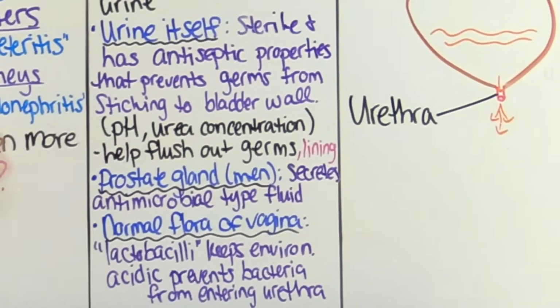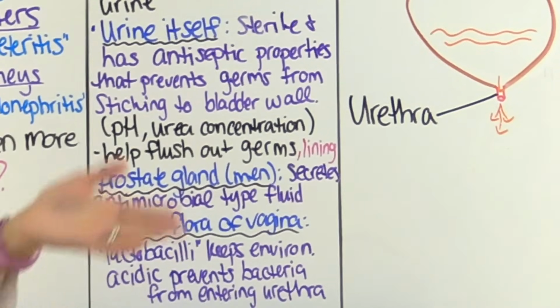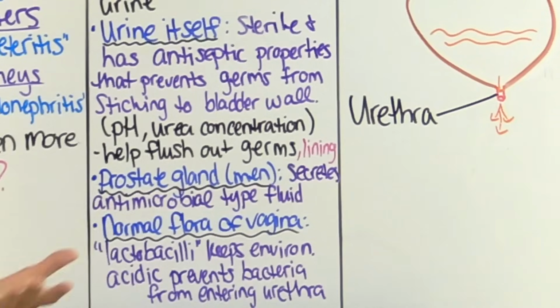Now, another defense system, specifically in males, is the prostate gland. The prostate gland secretes a fluid that has antimicrobial properties, and it helps coat the urethra. So if bacteria gets in there, that fluid from the prostate gland can help kill that bacteria. However, whenever you have an enlarged prostate, it is not secreting fluid properly, and it's squeezing the urethra shut, so you're going to have backflow of urine, and you're not going to have that antimicrobial fluid to help ward off infection.